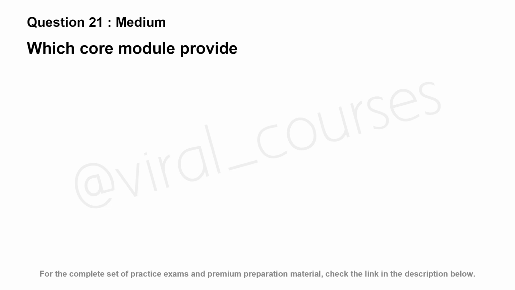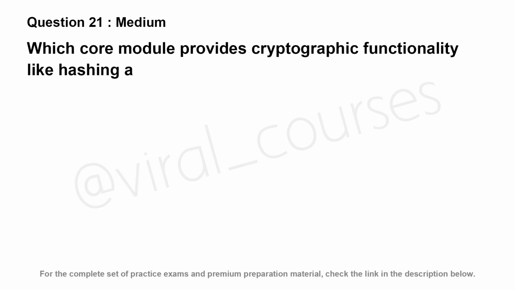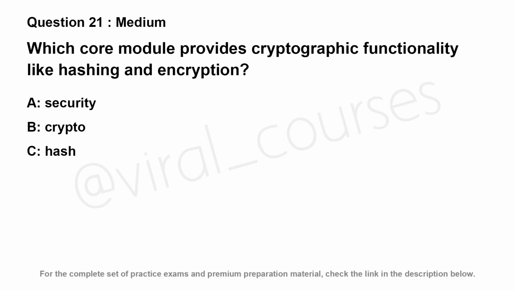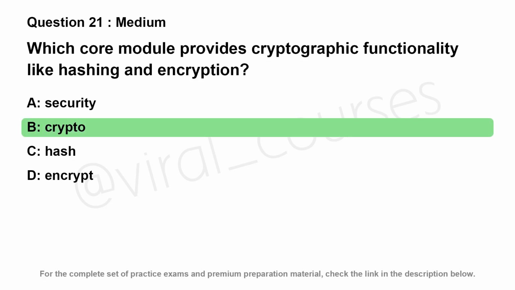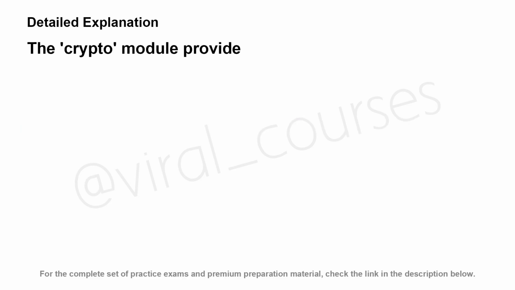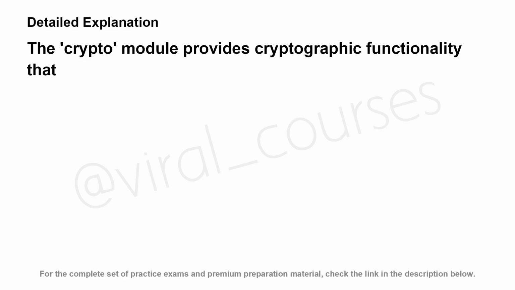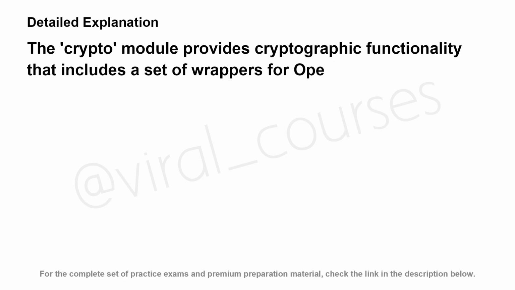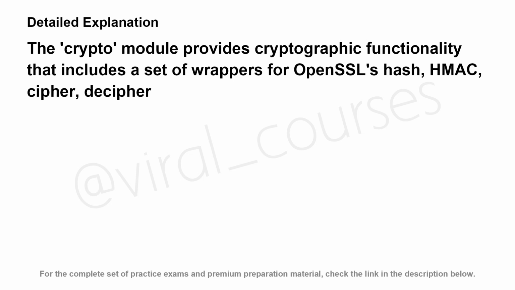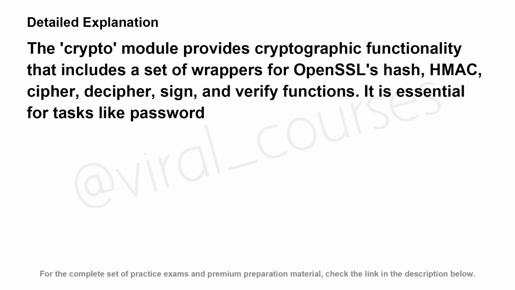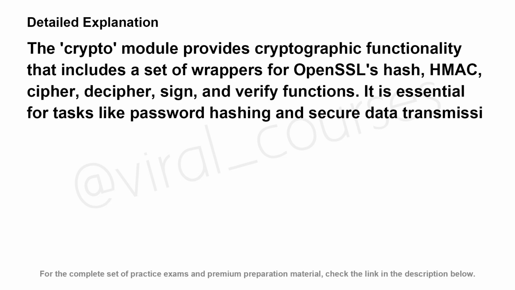Which core module provides cryptographic functionality like hashing and encryption? Option A, security. Option B, crypto. Option C, hash. Option D, encrypt. The correct answer is B. The crypto module provides cryptographic functionality that includes a set of wrappers for OpenSSL's hash, HMAC, cipher, decipher, sign, and verify functions. It is essential for tasks like password hashing and secure data transmission.